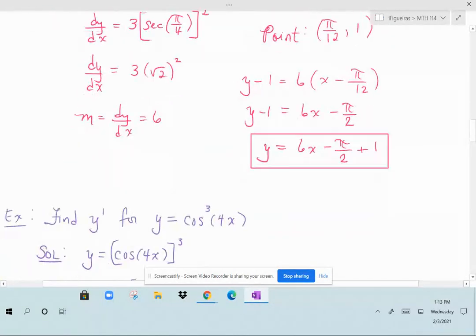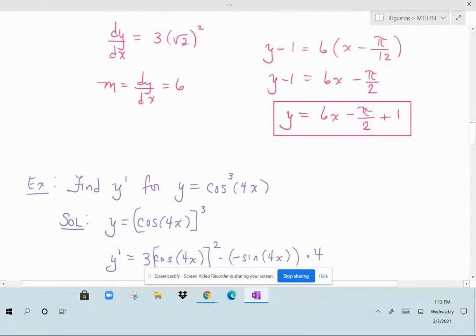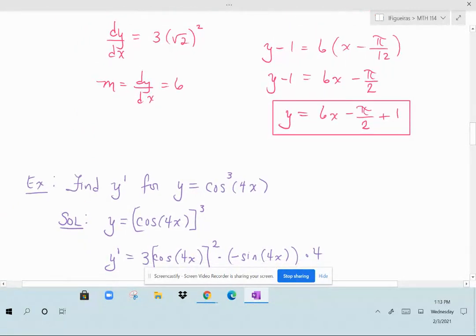All right, let's do another one. So this one is a little bit more complex because we have 3 functions that make up this composite, not just 2. So when I rewrite it like this, cosine of 4x to the third power, the third power is your outer function. The cosine is the middle, and 4x is your innermost function.